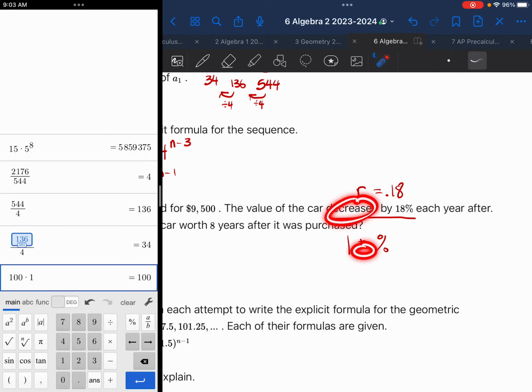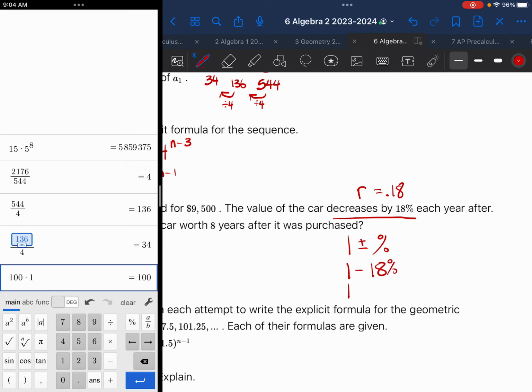So that's going to represent the minus sign, right? So we're going to say 1 minus our percent, 1 minus 18%. And that is going to be 1 minus 0.18. And 1 minus 0.18 is 0.82.